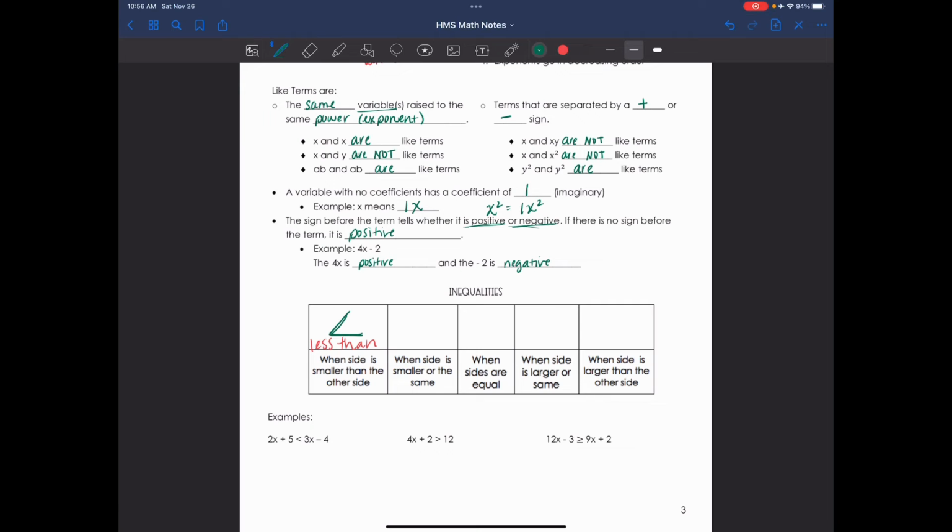When the side is smaller or the same, we call that less than or equal to. Which kind of makes sense, right? We do have equal. That's when we do equations. And then the opposite, when a side is larger than the other, we know that's greater than. And then lastly, we have greater than or equal to.